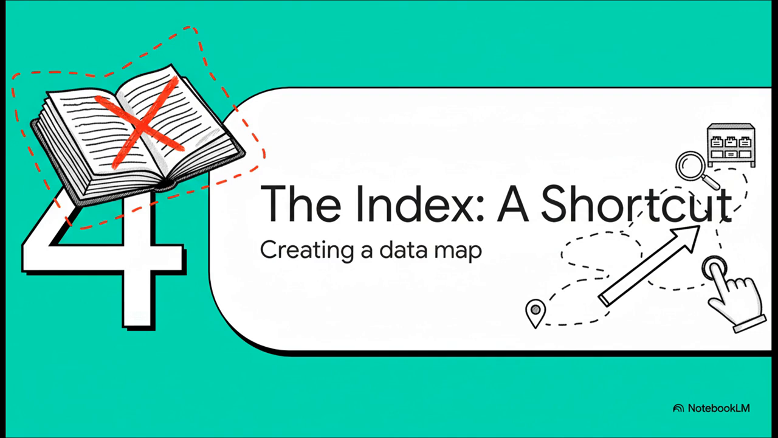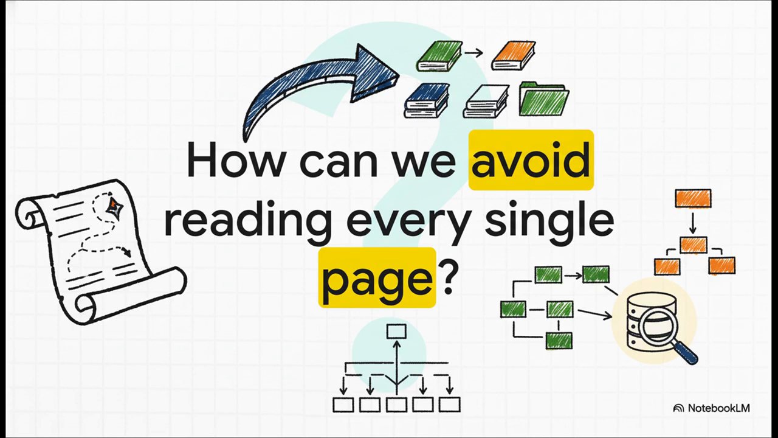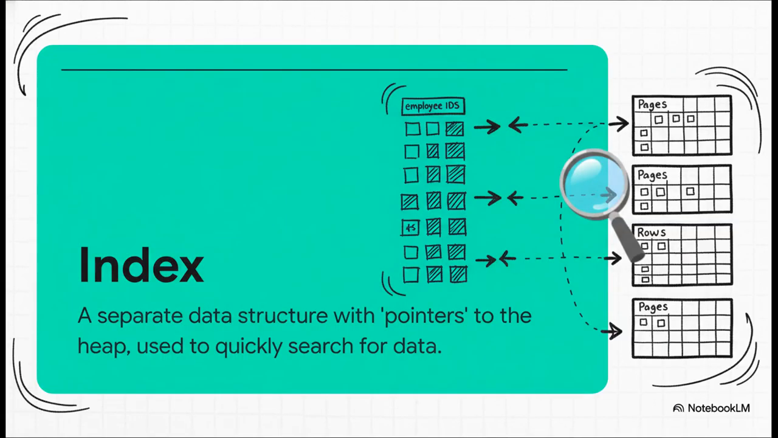It's unbelievably inefficient. So there has to be a better way, right? How do we find what we're looking for without reading the entire novel from start to finish? Well, the answer is we build a map, a shortcut that tells the database exactly where to go so it doesn't have to wander around aimlessly. And this map has a name.